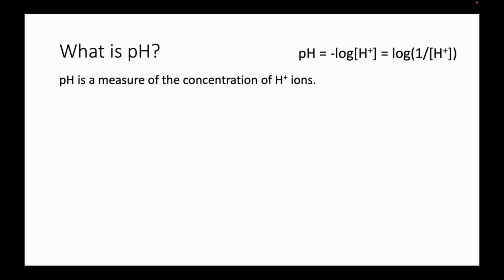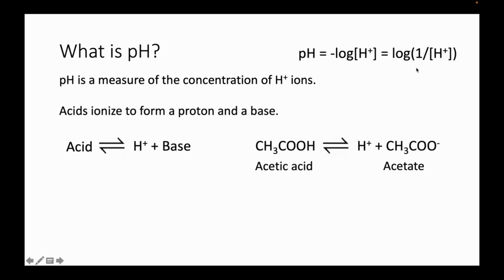So a quick refresher, what is pH? pH is a measure of the concentration of H plus ions. Remember that these brackets are shorthand for concentration. If we take the negative log of the concentration of H plus ions, we can calculate the pH. I also want to point out mathematically this is equivalent to the log of 1 over the concentration of H plus ions. These are the same. Negative log is the same as the log of 1 over. So that's the definition for pH.